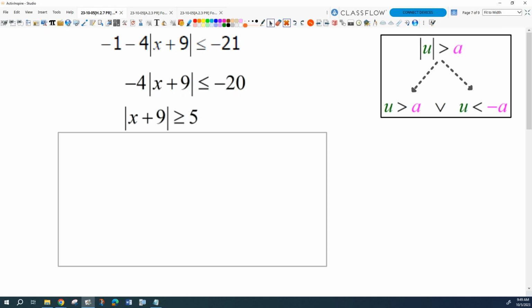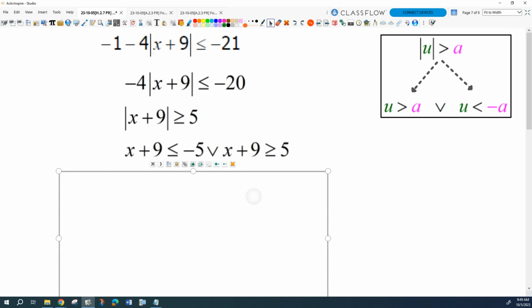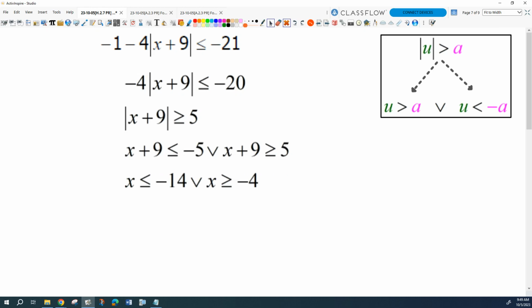Elijah, what do I get when I split this? I have to split that into two inequalities. What am I going to get? Okay, or, there you go. Beautiful. I would just solve both of those and it's a piece of cake, and I get my two answers. Okay, good? Good.